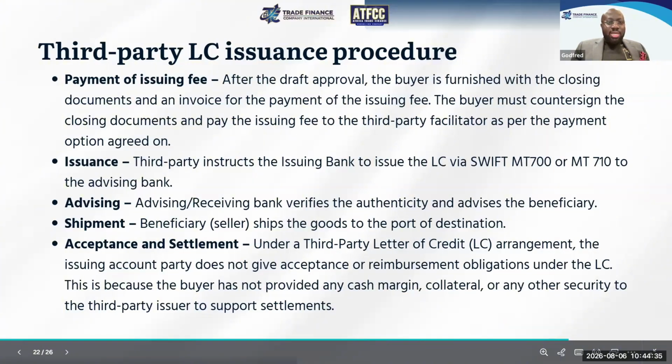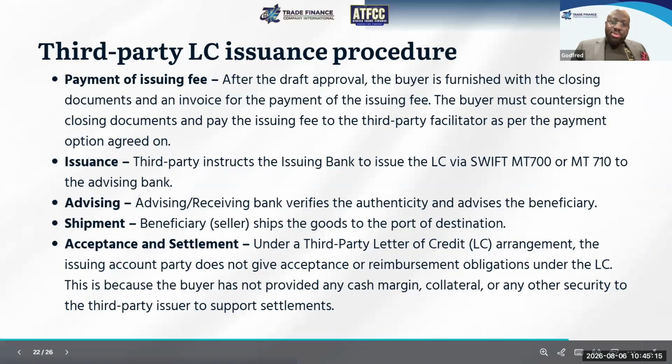Okay, here at TFCI and TFCC, we have several payment options. I'm sure most of you have our payment options documents. So whichever option is preferable to the buyer or client, they will opt for that one. And once the fee has been sorted out or paid, then we will instruct the issuing bank to issue the LC via either SWIFT MT700 or MT710 to the advising bank. Advising bank will receive the SWIFT, verify the authenticity, and advise the beneficiary. And then we move to shipment.